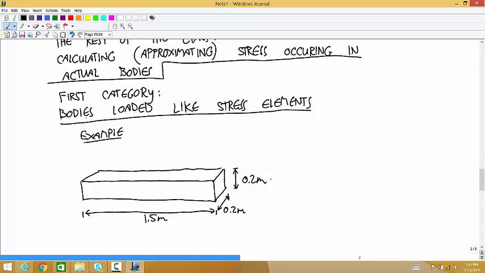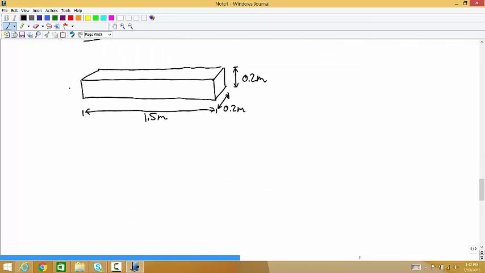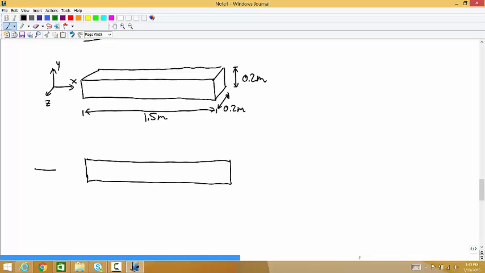And say that it's loaded by uniform distributed loads. I'm going to draw it in a different orientation. Let me give you the coordinate system first. So here's the coordinate system we're going to use. And if you look at it straight on the front, the coordinate system looks like this. The y-axis is coming out towards us.